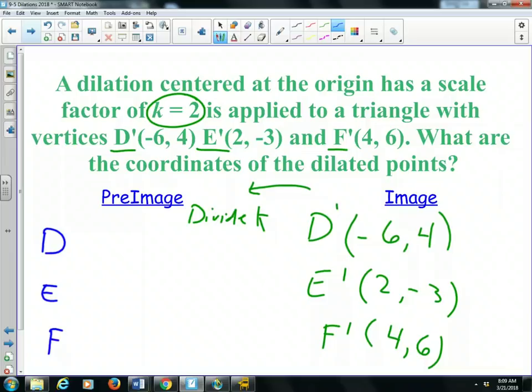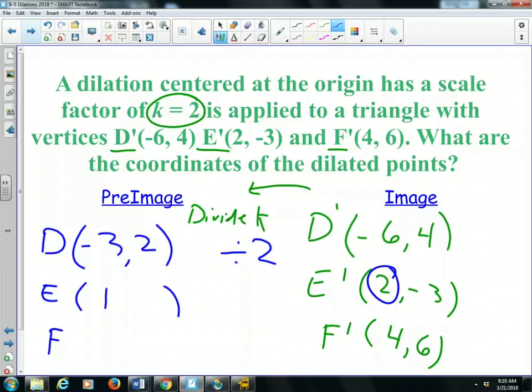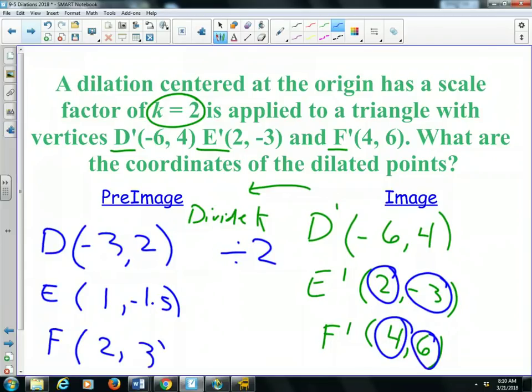So what is the points for D, E, and F? I'm going to divide by 2. So negative 6 divided by 2 is a negative 3. 4 divided by 2 is 2. Point E, 2 divided by 2 is 1. A negative 3 divided by 2 is a negative 3/2, or a negative 1.5. F, I take my image and I divide by the scale factor. 4 divided by 2 is 2. 6 divided by 2 is 3.